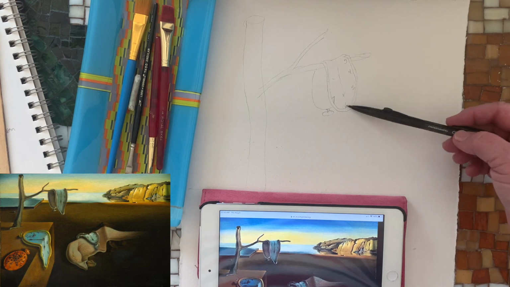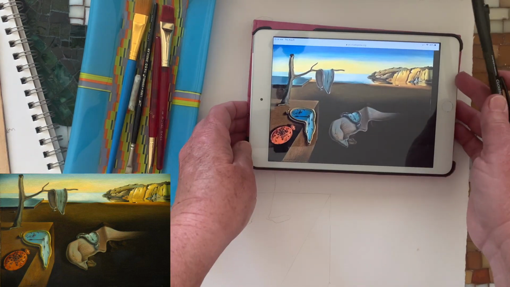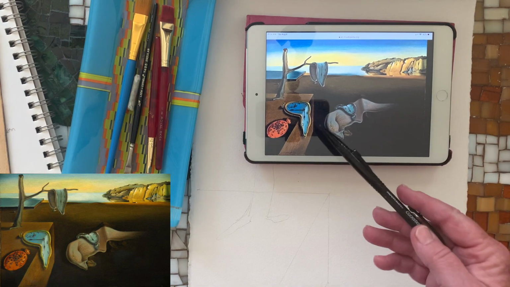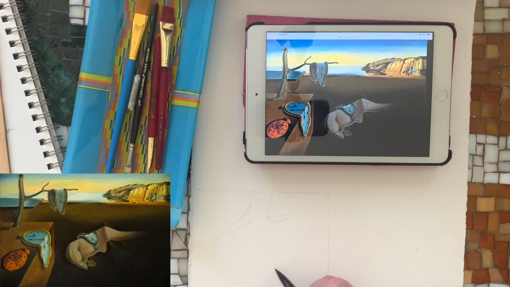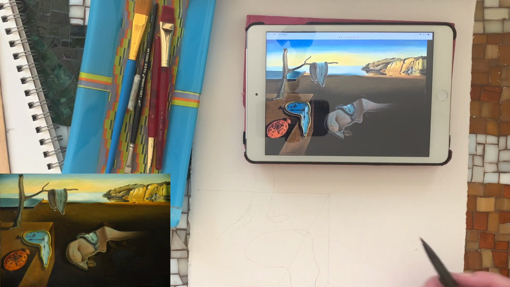So we've got our clock in. That's this clock right here. Let's go ahead and put the clock that's on the desk that seems to be melting away. It's still a half circle. And it gets down here and it gets kind of wavy. And I'm going to leave that little line in there.